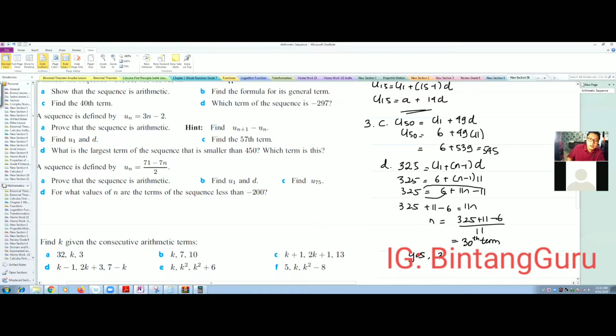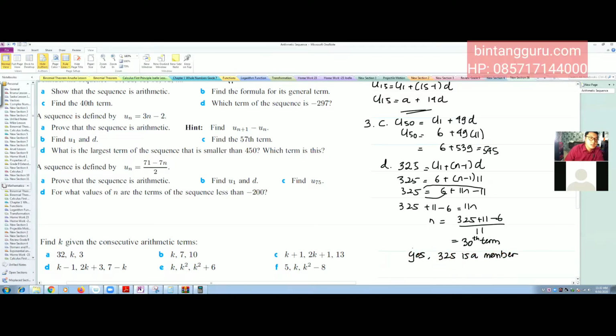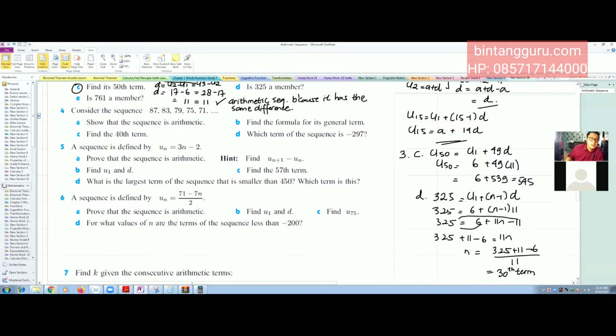So yes, 325 is a member. Suppose this comes out as a decimal, that means it's not a member. It should be an integer.